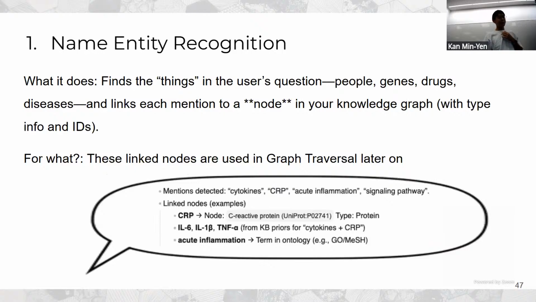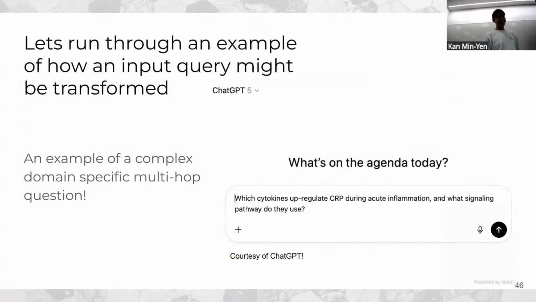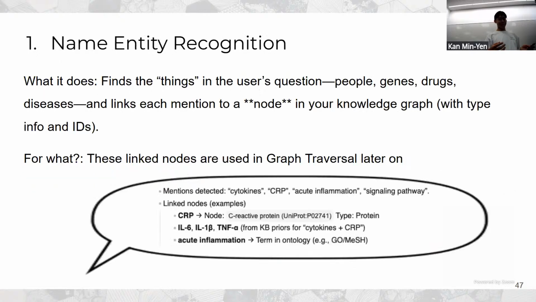So we start off with named entity recognition. Honestly, this is really just identifying what the actual things in the question are. Based off the question, some things initially scream out. For example, the second word, cytokines, or CRP, all of these scream out at you, and you need to extract them for graph traversal later on. So I guess this is the first thing you do.